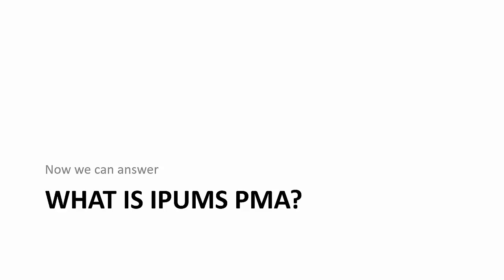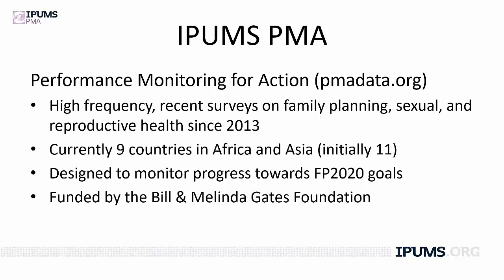Now we can finally answer the question, what is IPUMS PMA? IPUMS PMA is the integrated version of Performance Monitoring for Action, which is a high-frequency survey series that started in 2013. These surveys were initially conducted in 11 countries in Africa and Asia and are currently fielded in 9 of those countries. It was designed to monitor progress towards FP 2020 goals. Both the data collection conducted by a team at Johns Hopkins University and the integration efforts here at IPUMS are funded by the Bill and Melinda Gates Foundation.